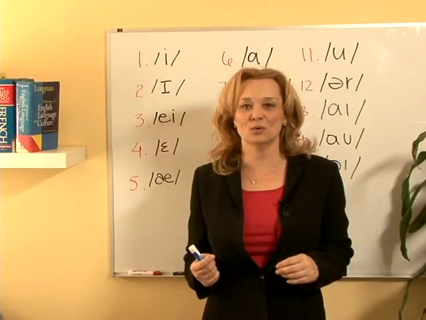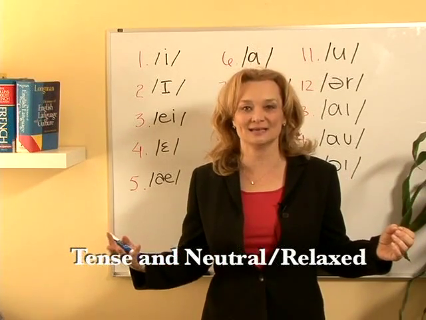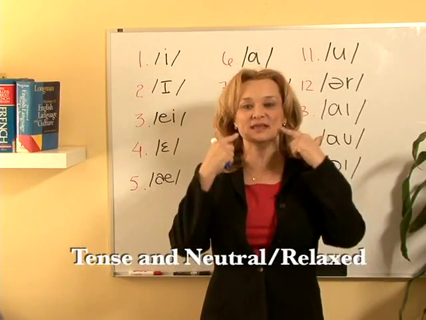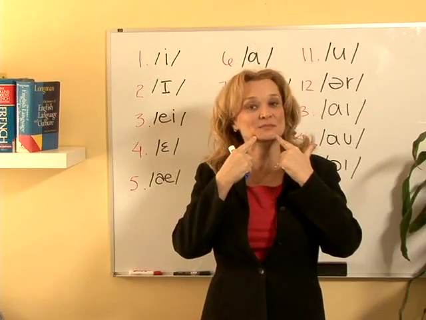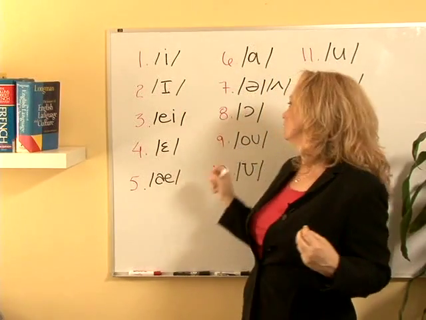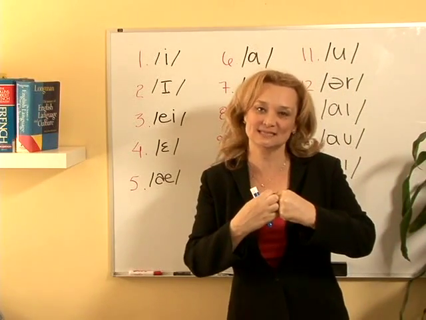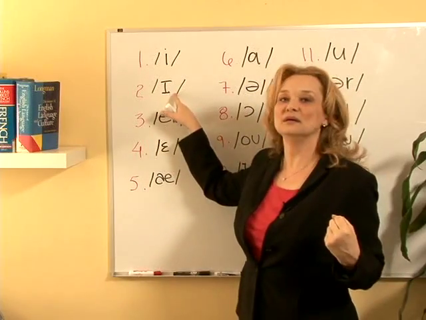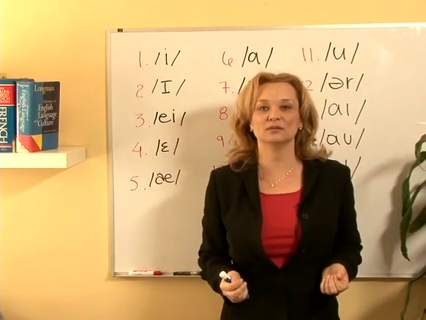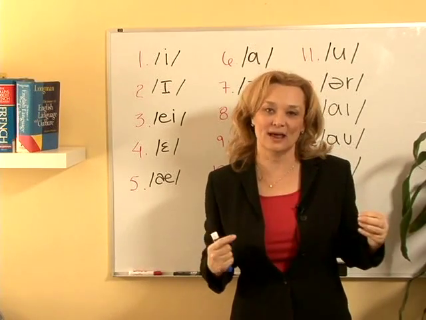We categorize vowels as either tense or neutral, or sometimes we say relaxed instead of the word neutral. When we say a vowel is tense, it means that our tongue is tense and sometimes our lips are also tense. For example, when I say E or when I say O, there's a lot happening. My mouth is moving and it's tense. When I say I or when I say the neutral vowels, there's not much happening in my mouth. My lips are relaxed and my tongue is relaxed in the back.